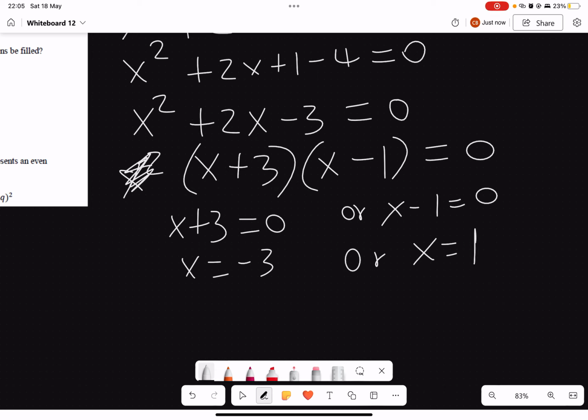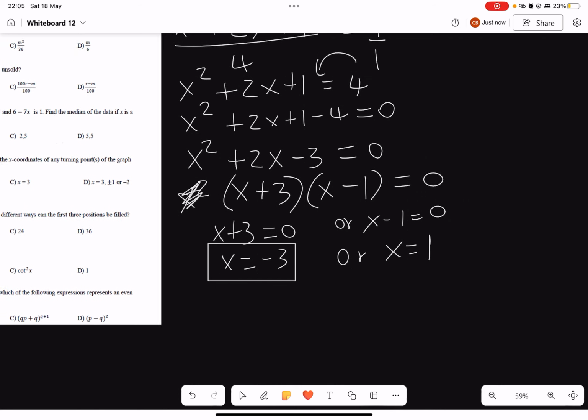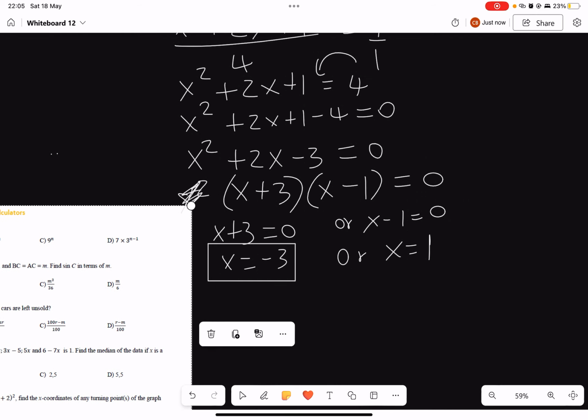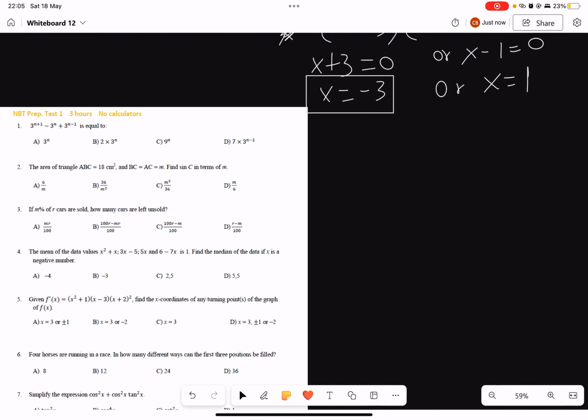But remember, we are interested in the negative x, right? So now we are going to go back up. Let's do this actually. I need to drag this down. Let's drag this down again here. So we know that the x value is negative 3, right?